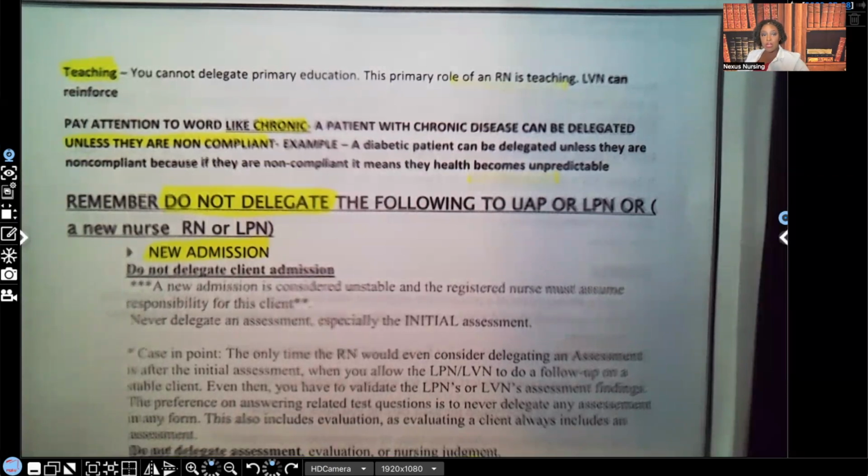All right, guys, so let's get started. At the top, what does it say? It says teaching. You cannot delegate primary education. The primary role of an RN is teaching, so you need to understand this. That is why for patients who are admitted and patients who are discharged, the RN has to keep them. You cannot delegate that to an LPN or an unlicensed assistive personnel, because there's so much teaching involved. When it comes to first-time teaching or in-depth teaching, only the RN can do it.